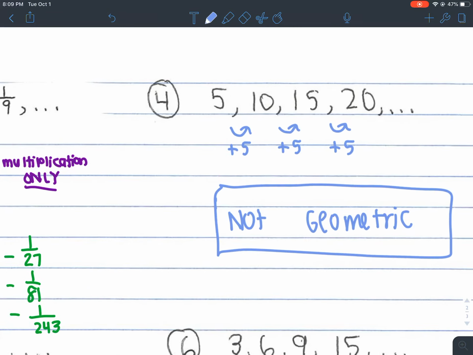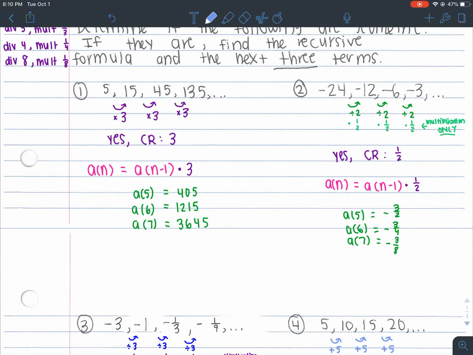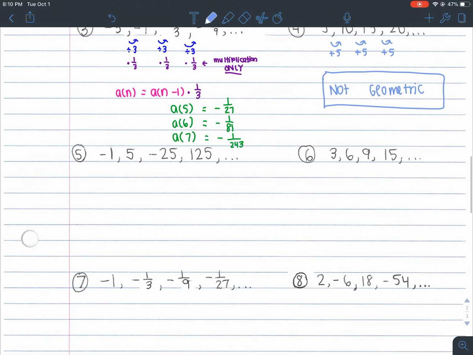Okay, so this is not geometric, but if it was arithmetic and I asked you to tell me the formula and the next 3 terms, then you would. But since the directions just said to determine if it's geometric, and it's not, we can just move on from there.